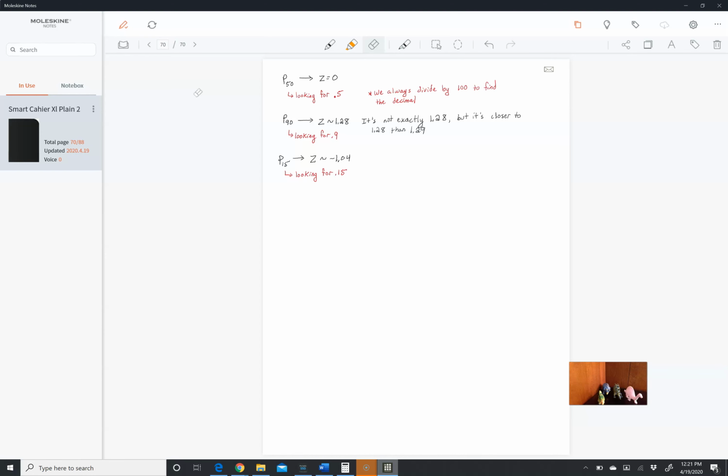Okay. And finally, let's do one more. Let's do P22. Okay, and for this one, we're looking for 0.22. We're just dividing by 100. We'll always have to look for the decimal. Okay, and again, it's just a percentage. This is saying 15% falls below 1.04 standard deviations below the mean, okay, or to the left of the mean.